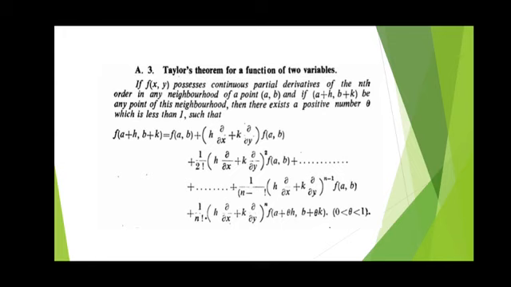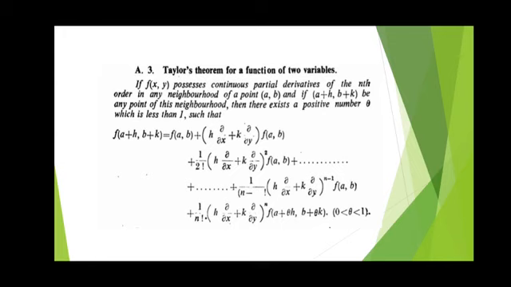Now f of a plus h comma b plus k, that is f of x comma y, is equal to f of a comma b plus h into del by del x plus k into del by del y of f of a comma b, plus 1 by 2 factorial into h del by del x plus k del by del y whole square of f of a comma b, and so on, plus 1 by n minus 1 factorial into h del by del x plus k del by del y power n minus 1 of f of a comma b, plus 1 by n factorial into h del by del x plus k del by del y of f of a plus theta h comma b plus theta k.